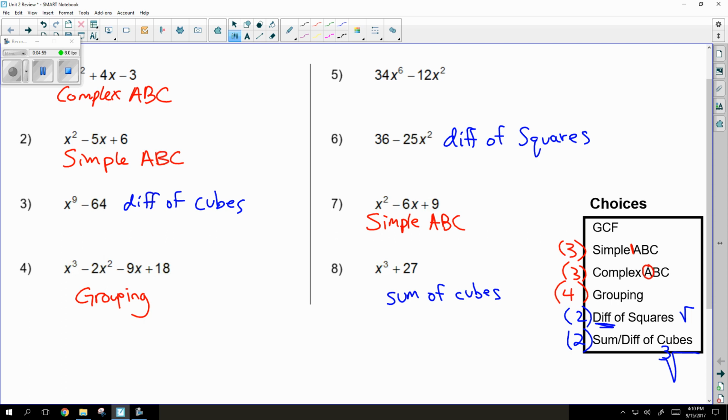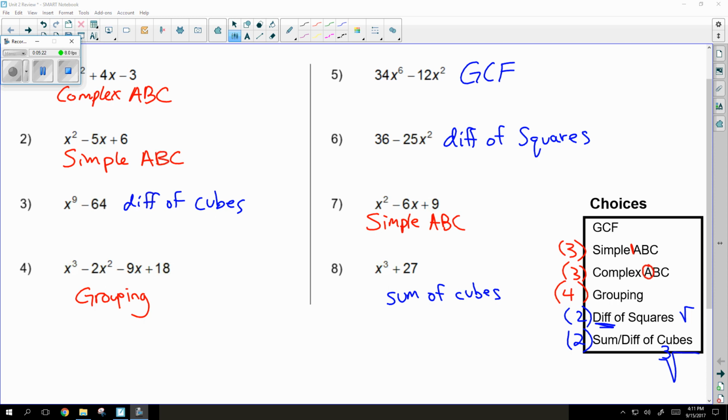Looks like the last one, just by process of elimination, is going to end up being GCF because square root doesn't work, cube root doesn't work. So it looks like this one is going to be our GCF. So it looks like we could probably divide both of them by 2x squared.